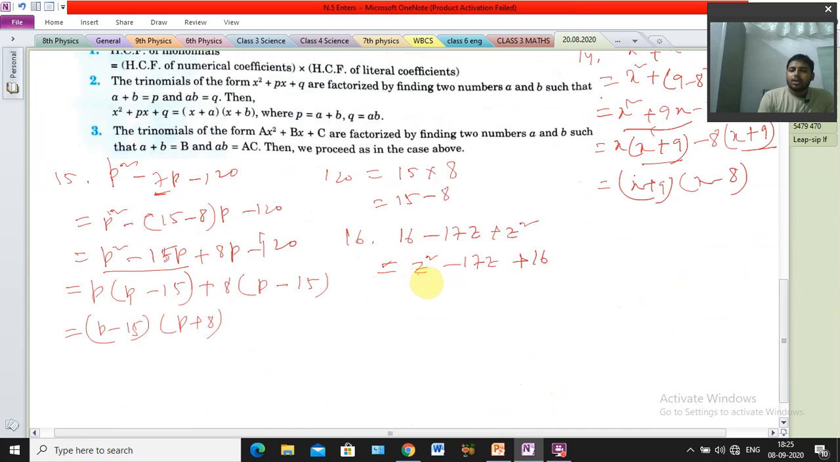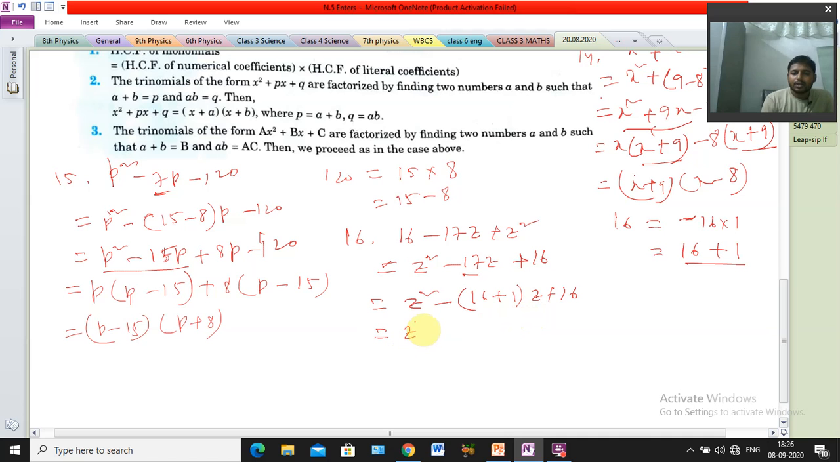See, coefficient part 1, 1 into 16 means what, sir? We are getting 16 only. So 16 we can write as 16 into 1. Clear? So that means we can write 16 plus 1, we will get 17. Clear? Because we are taking 16 and 1 now. So instead of 17 we will write 16 plus 1: z square minus 16 plus 1 z plus 16. Clear?